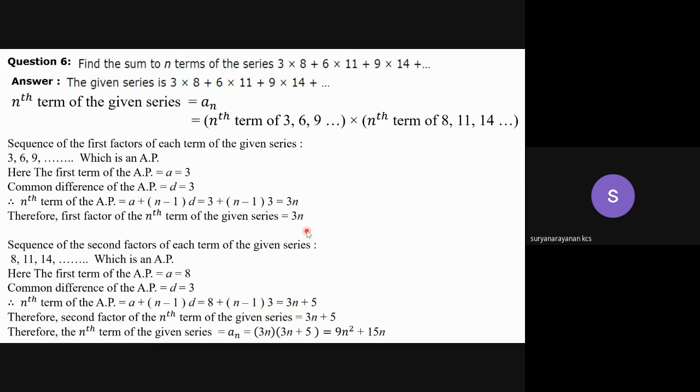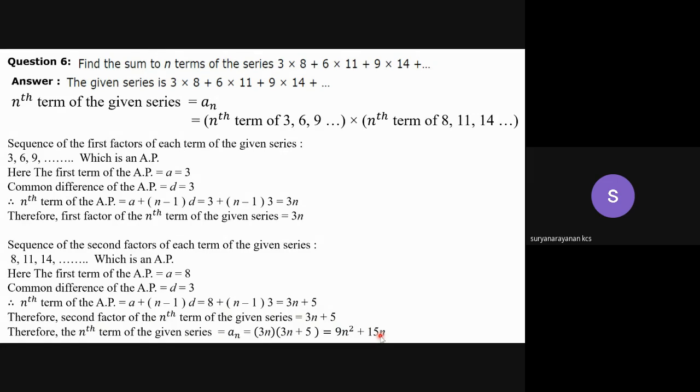So here we found the first factor of the nth term of the given series, that is 3n, and this is the second factor of the nth term of the given series. Therefore, the nth term of the given series, that is an, is equal to 3n into 3n plus 5. That is equal to, after multiplying these two expressions, finally 9n square plus 15n. By using the distributive property, we get these two terms.